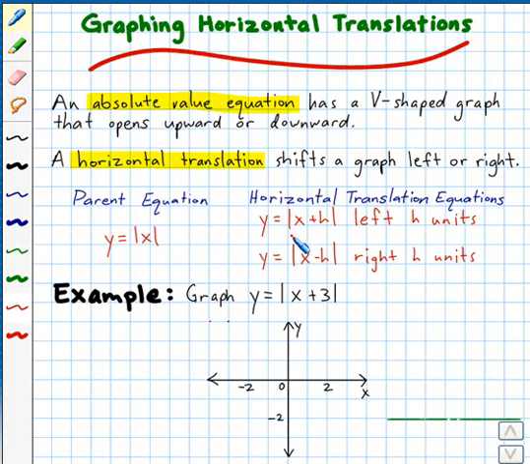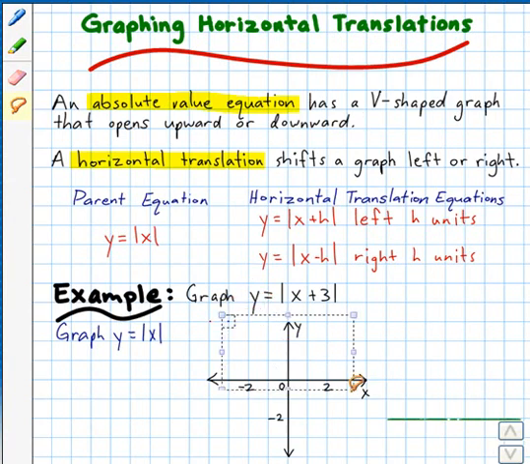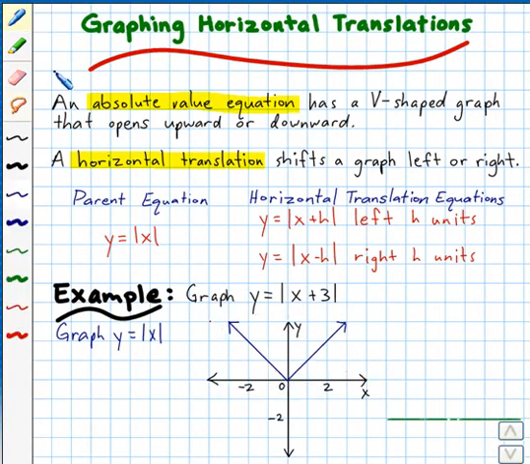Now let's use this information to help us work through the following example together. We want to graph the equation y equals the absolute value of x plus 3. Let's start with the parent equation and graph y equals the absolute value of x. It's a V-shaped graph, and the point of the V, or the vertex, is at the origin. So here is what the graph looks like for y equals the absolute value of x.